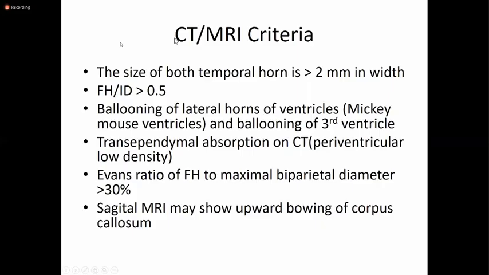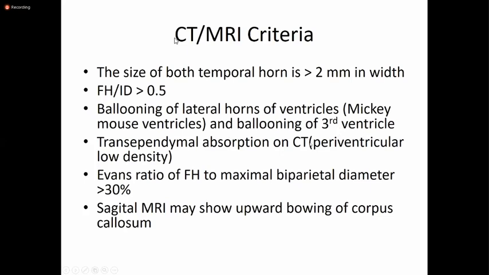So we have discussed 3 points: the size of the temporal horn, which should be greater than 2 millimeter. The other measurement is the ratio of frontal horn diameter and internal diameter at the same level, and you divide it. If the ratio is more than 0.5, it is labeled as hydrocephalus. And the third point is ballooning of lateral horn of ventricles, which is also known as Mickey Mouse appearance. And the fourth point is ballooning of the third ventricle.